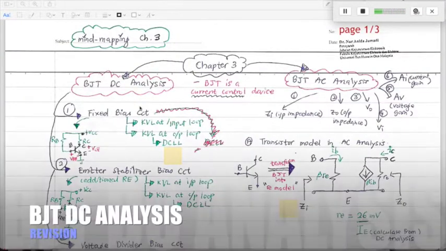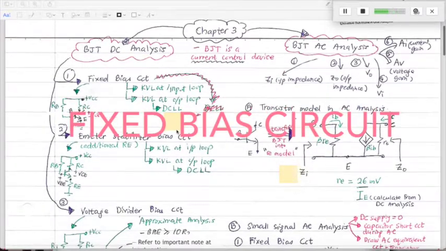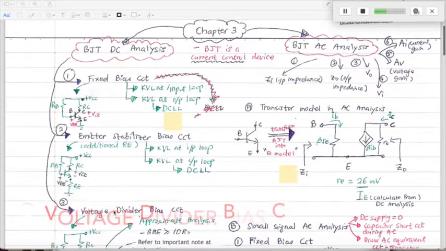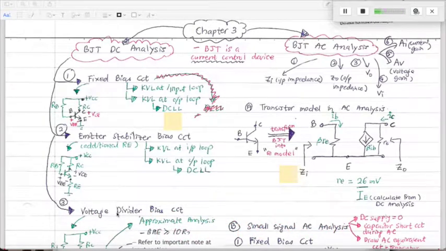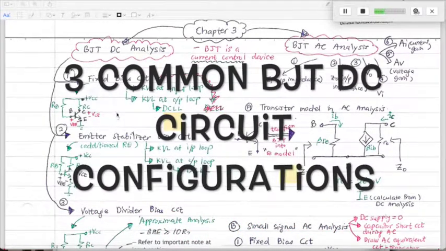Before we proceed with our discussion on BJT AC analysis, I would like to do some revision with you on DC analysis, right? Last time we learned about the fixed bias circuit, the emitter stabilizer bias circuit, and the voltage divider bias circuit. These three are the common circuit configurations related to BJT DC analysis.